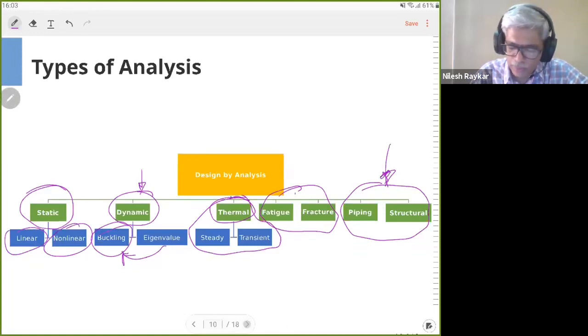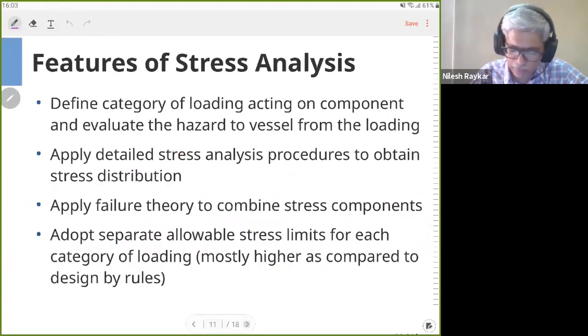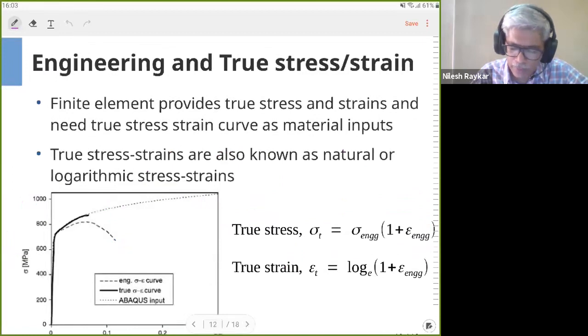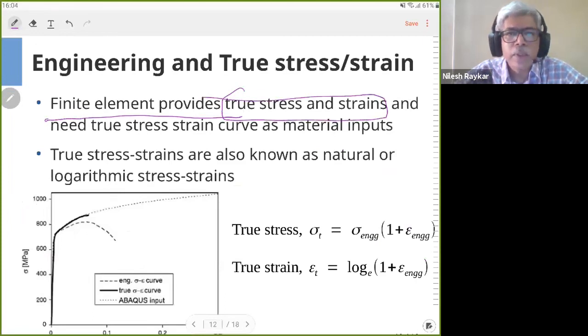Okay, let's move ahead, and features, I will not cover this. Okay, we need to remember that finite element software require true stress, true strain data. So whenever you are doing analysis, as long as you are in the elastic zone, it doesn't matter. There is hardly any difference between true stress and true strain. But when you are in the plastic zone, you will have to provide the true stress strain data when you are doing the analysis.